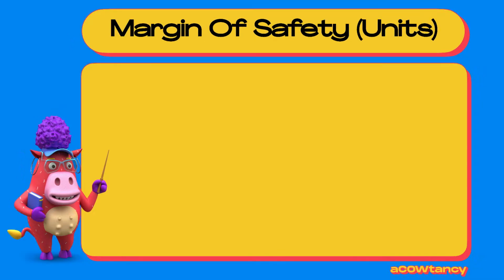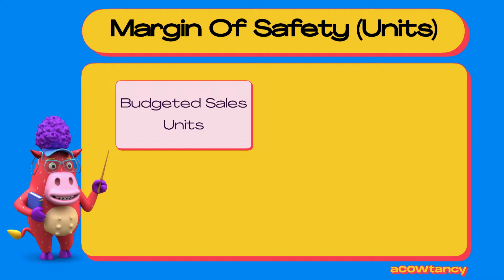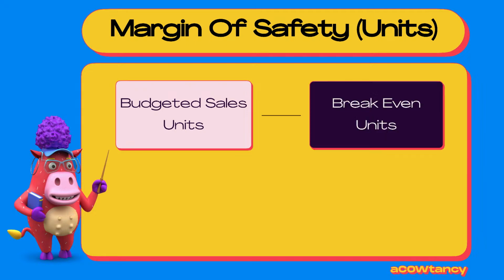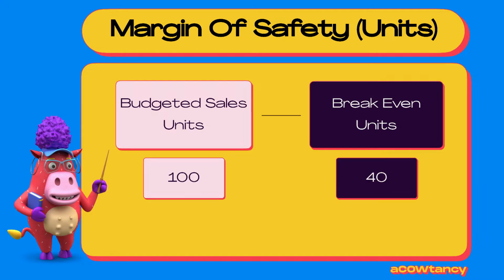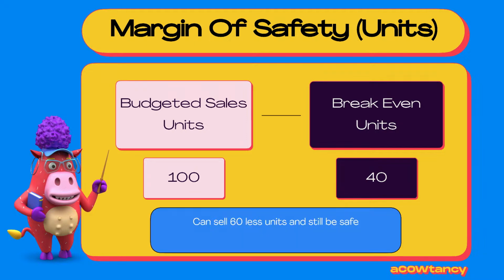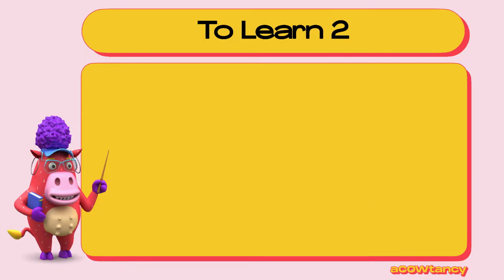So, margin of safety. How safe am I? How far past the break even? This is really easy. All you need to do is work out what your budgeted sales units were. I budgeted to sell 100. I know my break even in units is whatever. So it's one minus the other. That's the safety. So if I budgeted to sell 100 and I worked out my break even units were 40 using what we did before, then my margin of safety is 60. Yeah, we can sell 60 units and still be safe. What I mean by being safe is we can still break even if we sold 60 less. So budgeted sales units minus break even units.